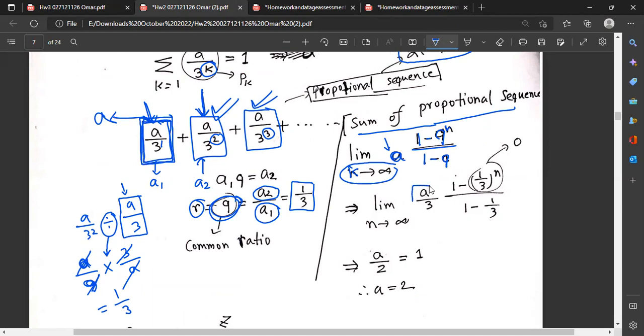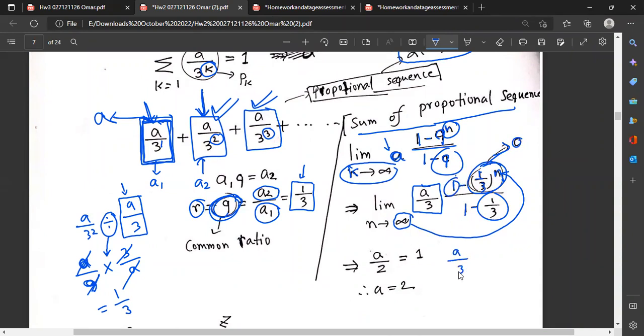So here I write down the value of a, that is a by 3, and then 1 minus q to the power n, where the value of q is 1 by 3. So 1 by 3 to the power n, divided by 1 minus 1 by 3. And if I substitute the value of n, something to the power infinity, that is 0, okay? Something to the power infinity is 0. So this part will become 0. So we get a by 3.